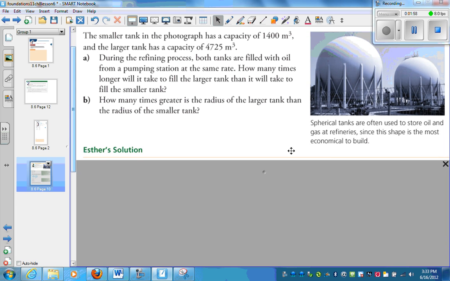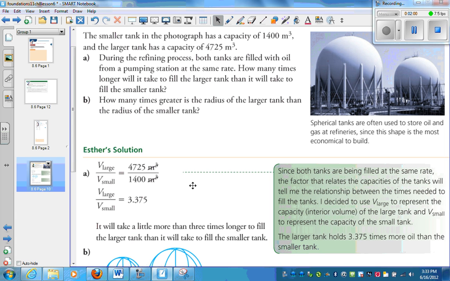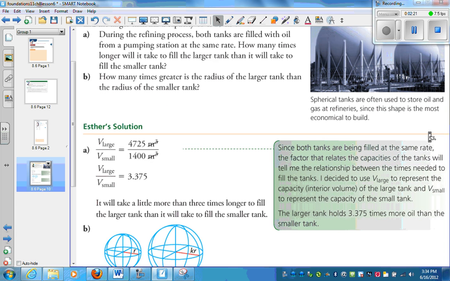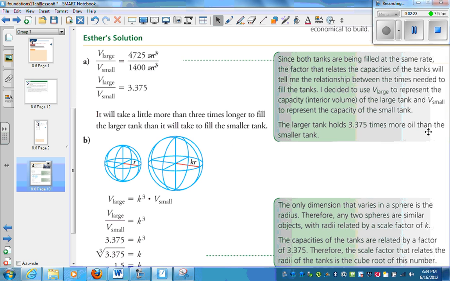So, first of all, the ratio of the volume of the large to the volume of the small, the ratio of large to small, is 3.375. So that means it's going to take 3.375 times longer to fill this large tank than the small tank. Okay? Easy. Now we're going to talk about the radius.